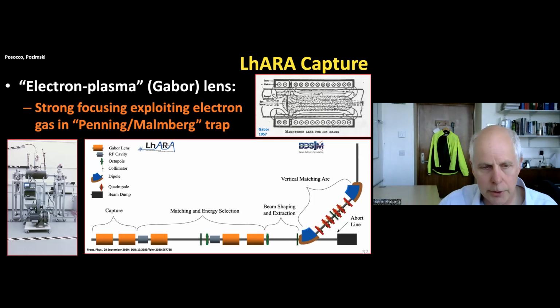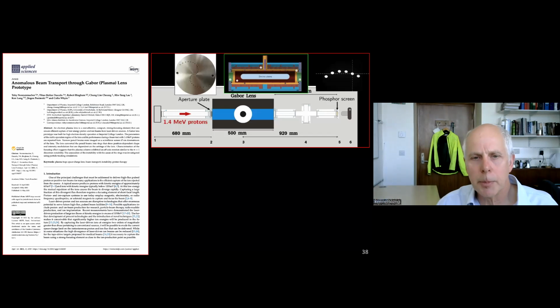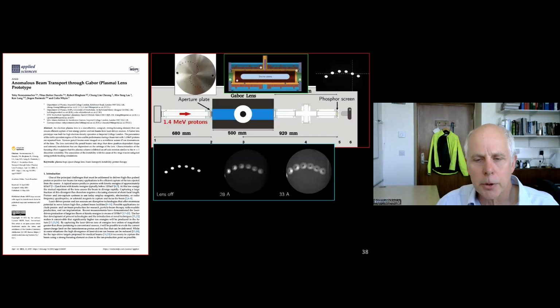So we really hope that this is going to be something which is going to reduce cost and floor loading, power supply cost to it. So we hope it's a way forward. We've built a prototype which is shown here in the laboratory at Imperial, and I'm just going to show you the performance. So if you look at the paper that we wrote, we exposed this to 1.4 MeV beams.